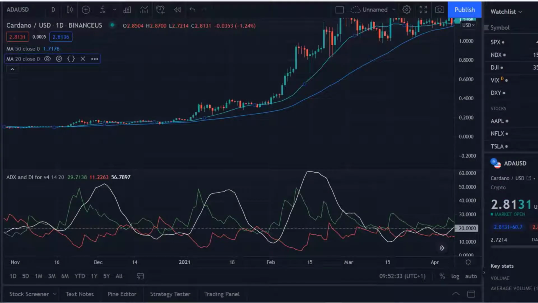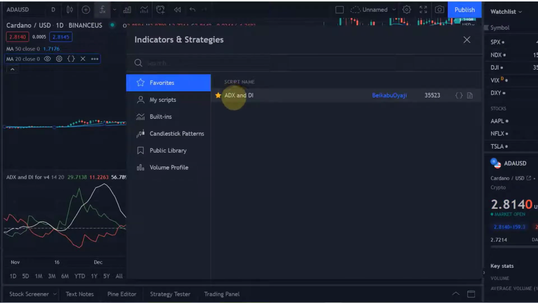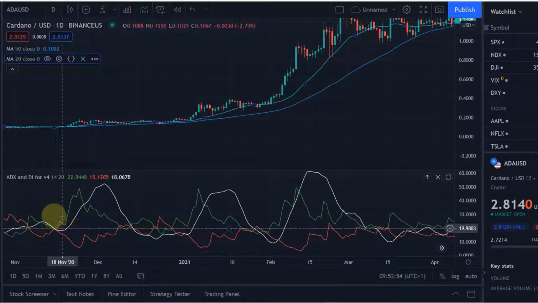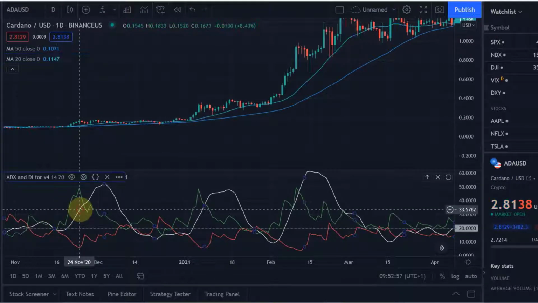Today we want to take a look at the ADX, which is a trend indicator that can help us understand the strength of a trend, and it also can help us understand in which direction a trend is going. I'm in TradingView, so to add it, I would always look for the ADX and DI. That works pretty well, and the default settings work pretty well.